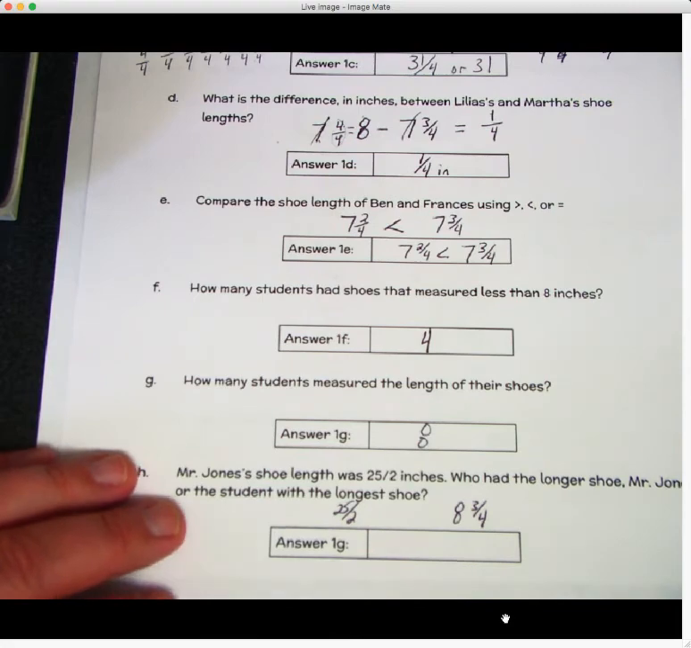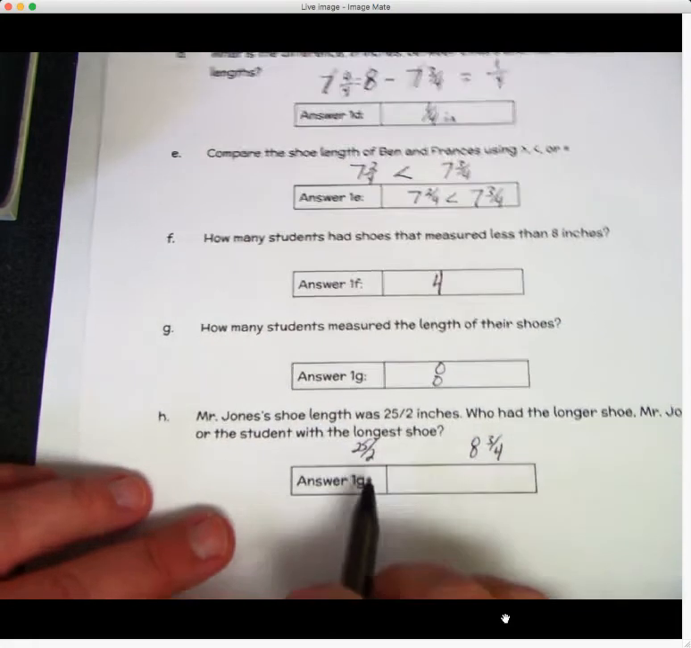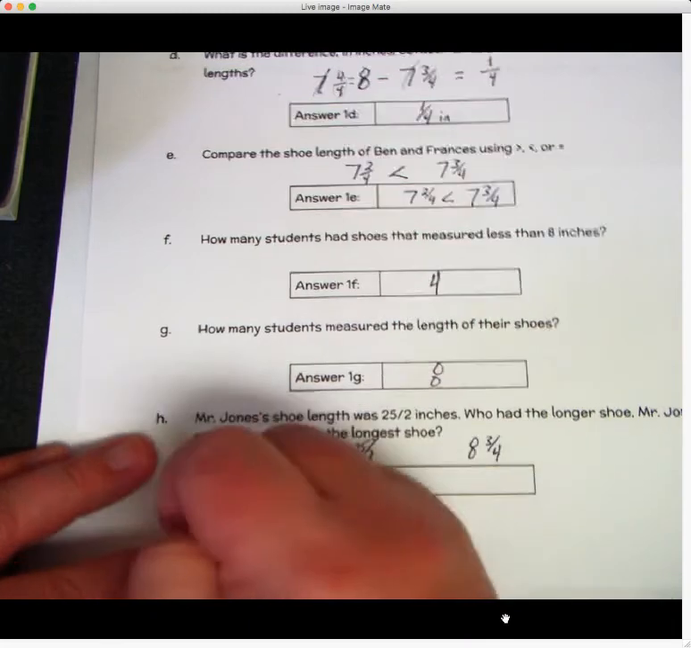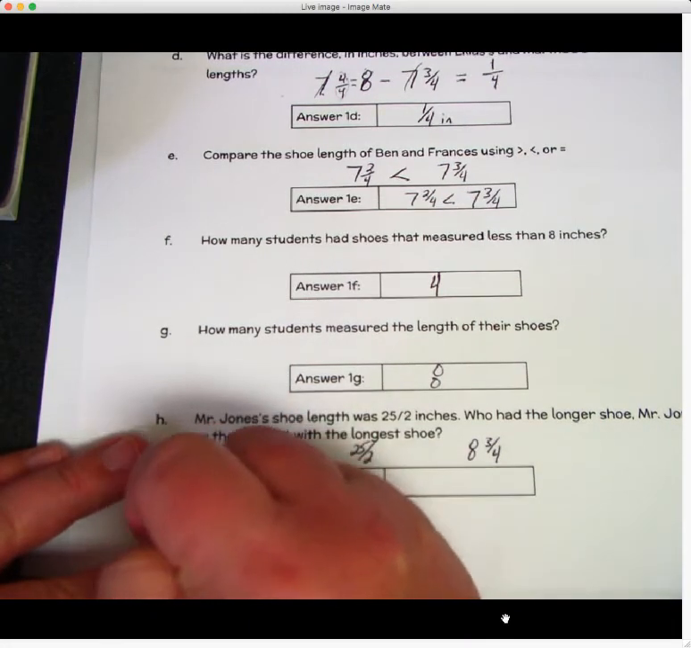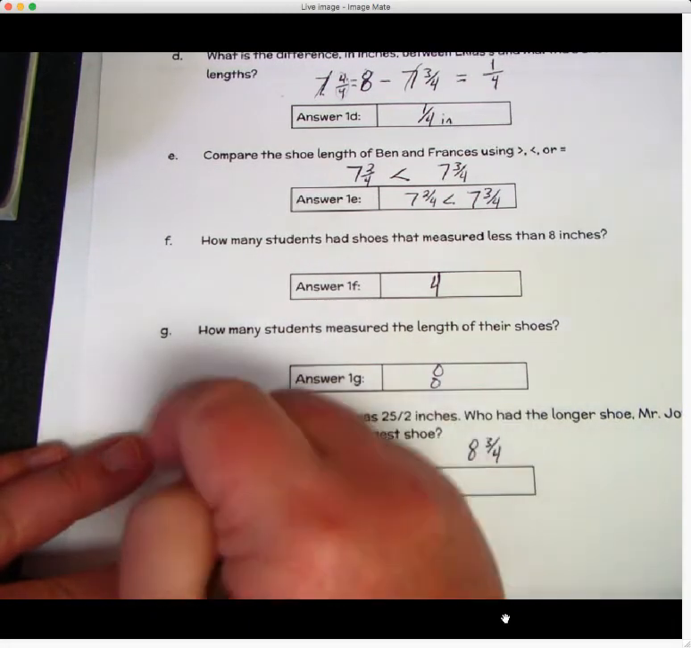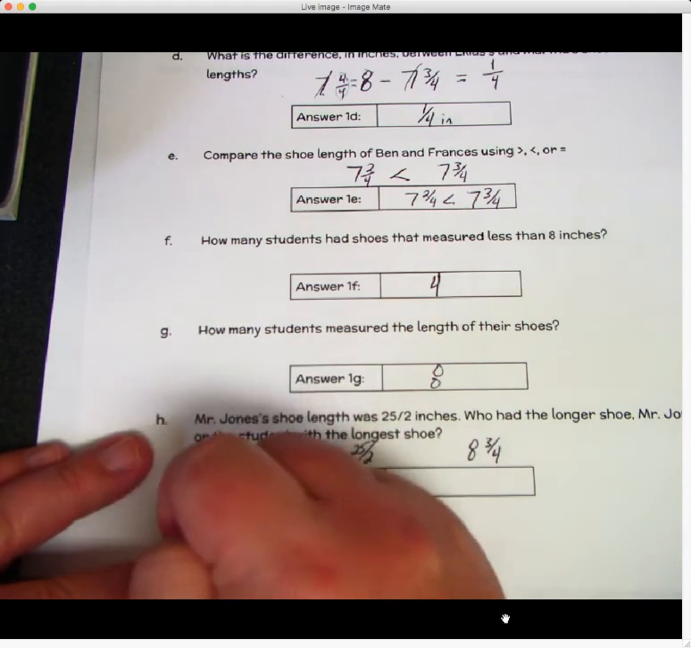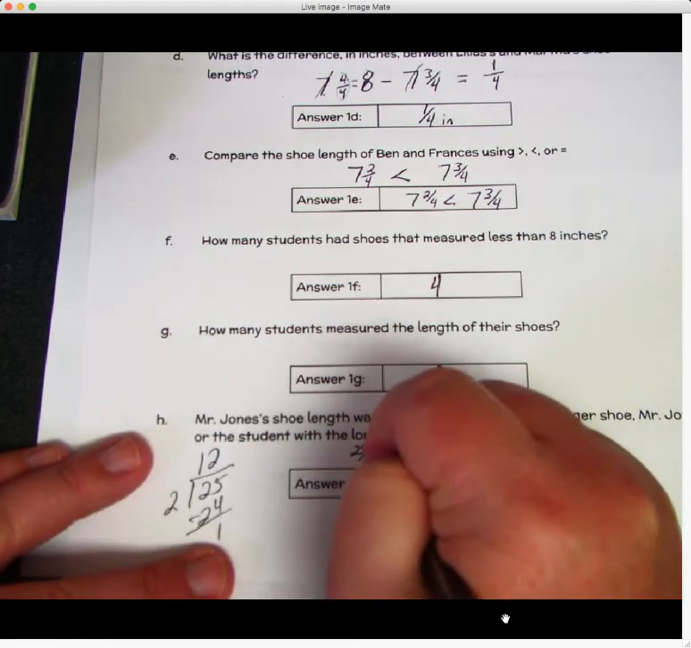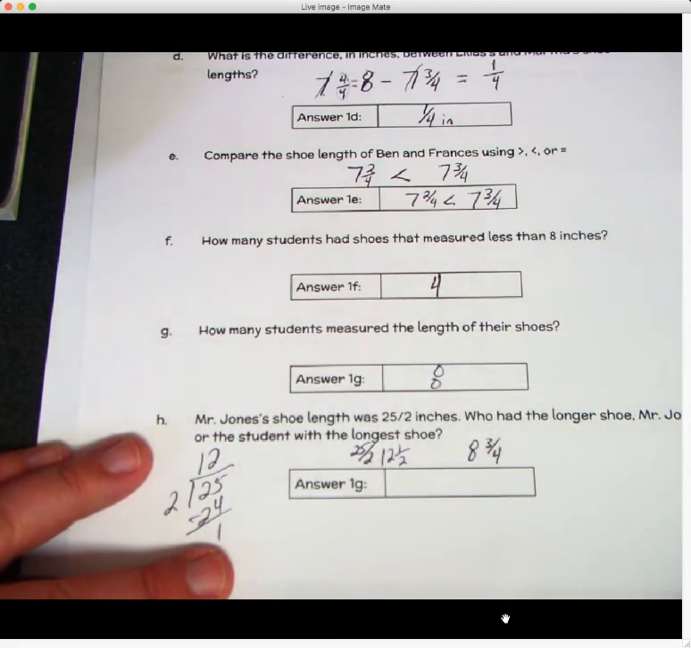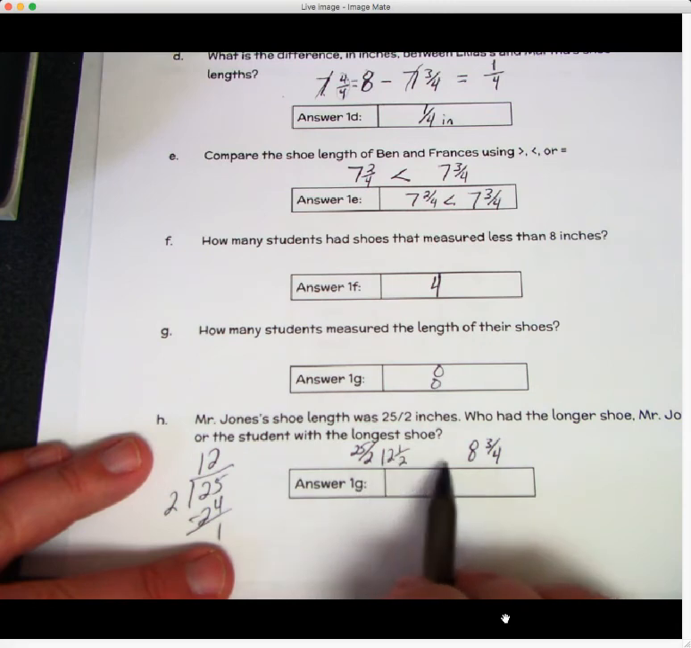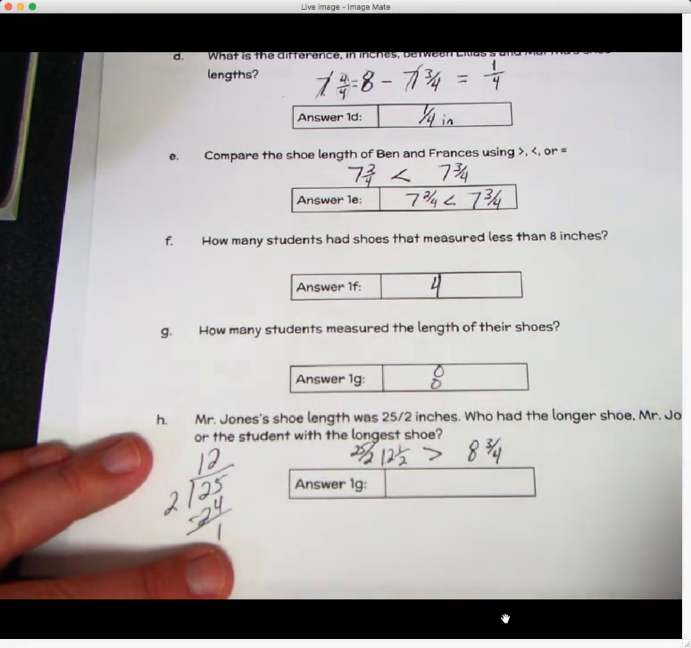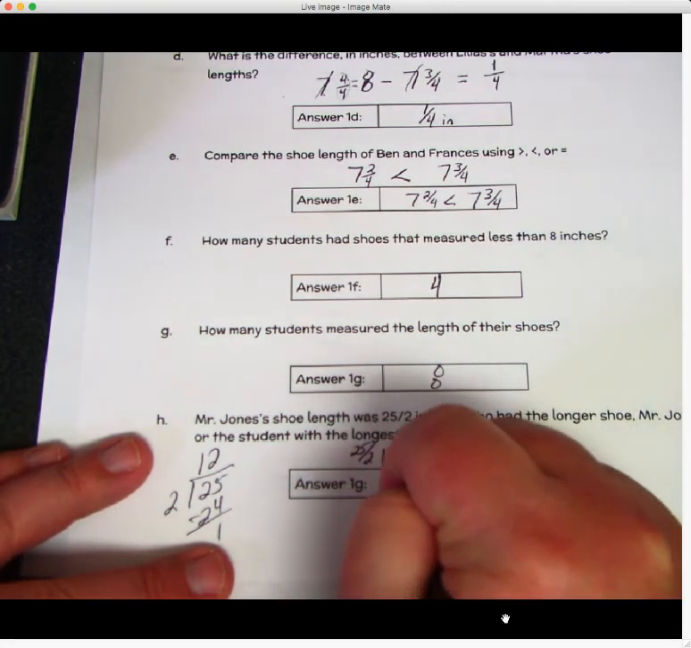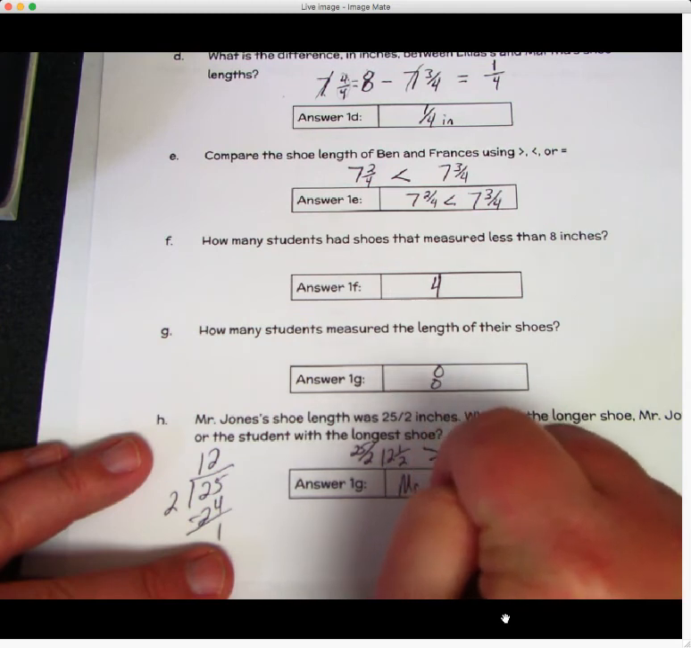Well, first thing we need to do is let's just make it a mixed number, okay? 25 halves. Do 25 divided by 2. That's going to be 12. 12 times 2 is 24. 12 and 1/2. So 25 halves is 12 and 1/2. Okay, well, that's easier to see. 12 is bigger than 8. So Mr. Jones had the biggest shoe size.